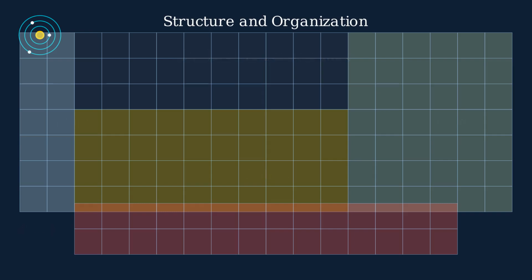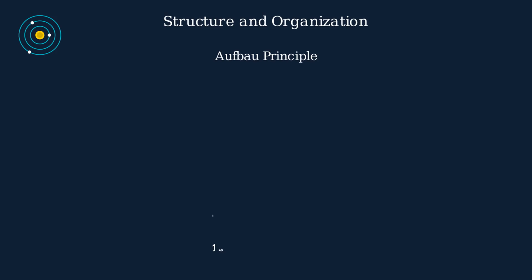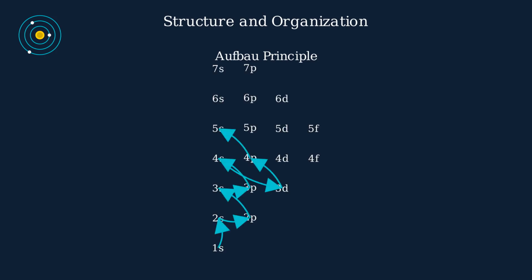The shape of the periodic table directly relates to quantum mechanics. Each block corresponds to a different type of electron orbital: S, P, D, and F. These orbitals are determined by the angular momentum quantum number L. The periodic table's layout follows the Aufbau principle, which describes the order in which electrons fill orbitals. This filling order determines the table's structure and explains why it has its characteristic shape.